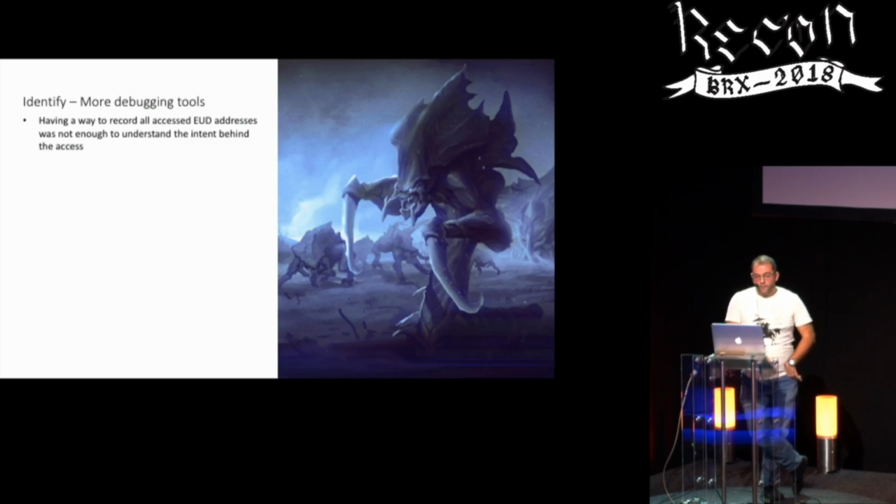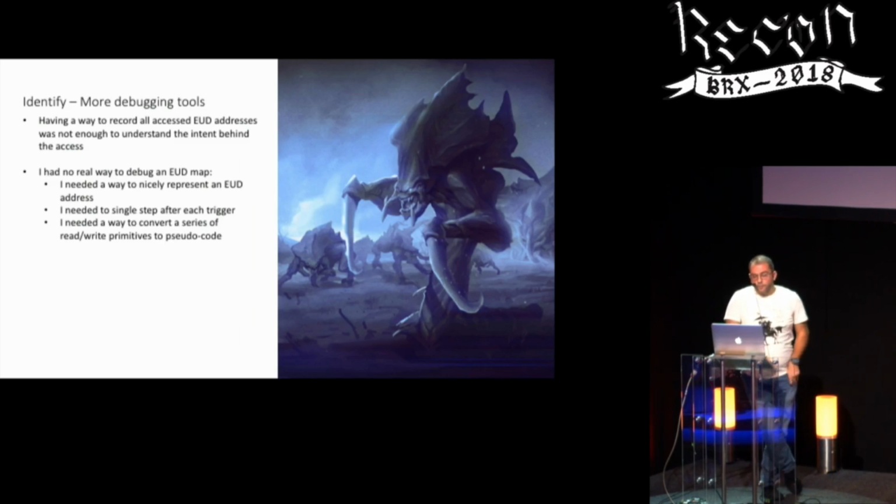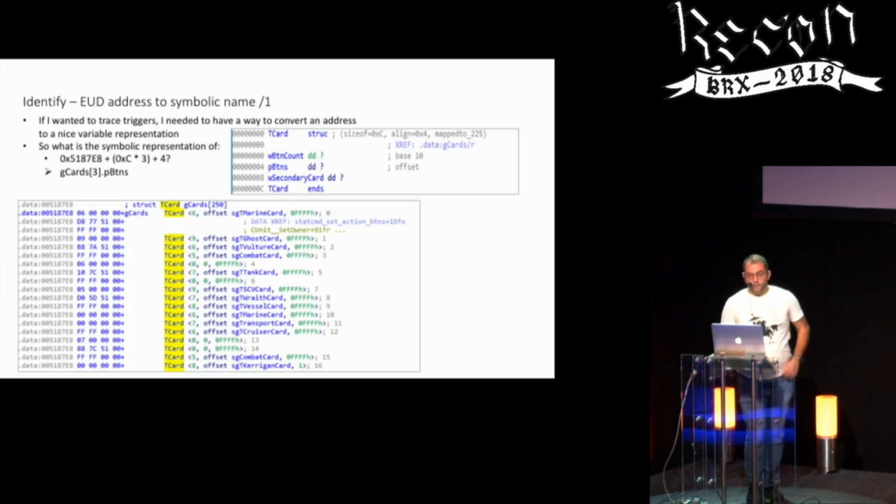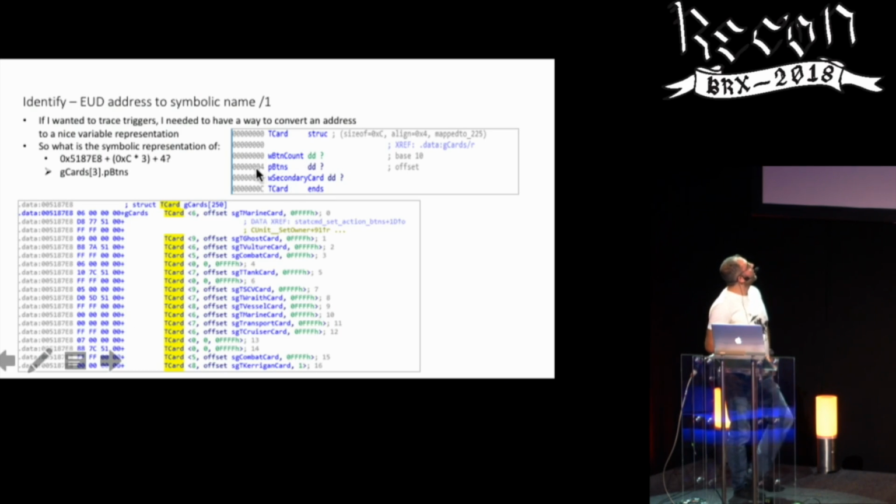I also wanted to see an address in a very nice way, from a programmer's point of view. So I need to convert read-write primitives to pseudocode, better than conditions and actions, like C code, so that I can see it as a small program and understand what happens. To give you an example, here is a very simple case. If I have an address like 518.7E8, plus 0C times 3 plus 4, it's accessing a cards array, second element, the P button pointer, for example.